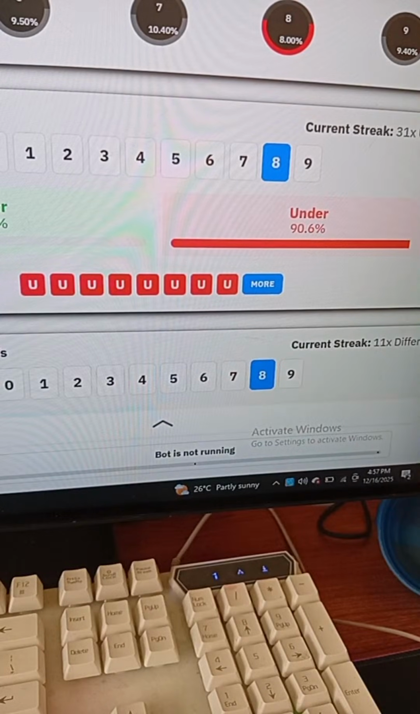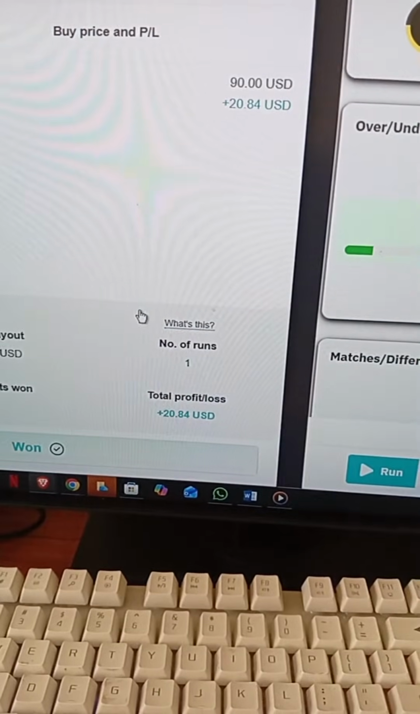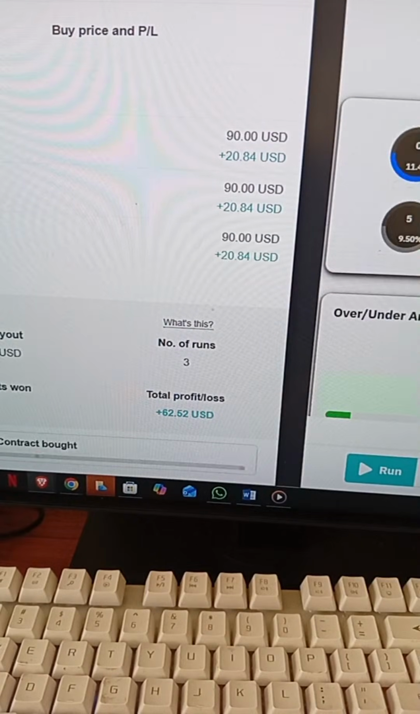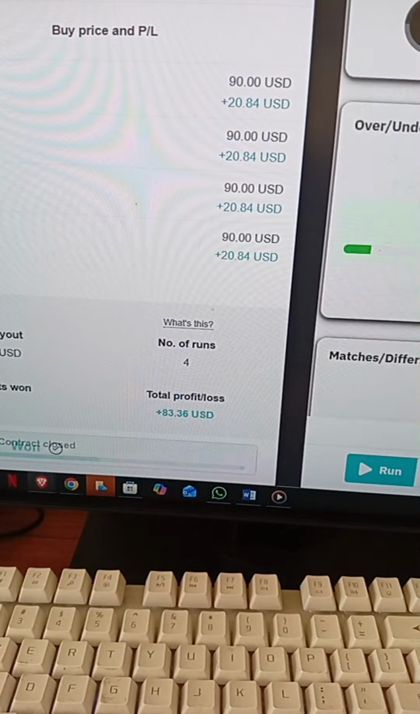Run it. 75 under 8. We are pushing. Let the bot do its thing. 75 under 8. You push, guys, be really careful. We keep on pushing. Let the bots do their thing. Run them.